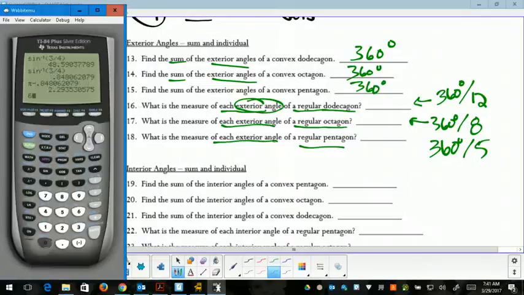So I got 360 divided by 12, 360 divided by 8, and 360 divided by 5. We get 30, 45, and 72.